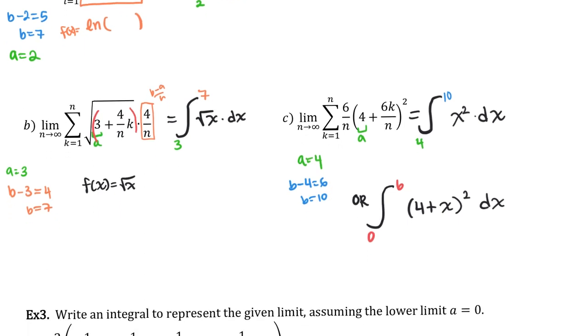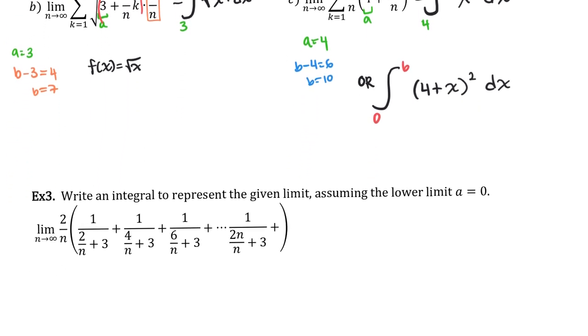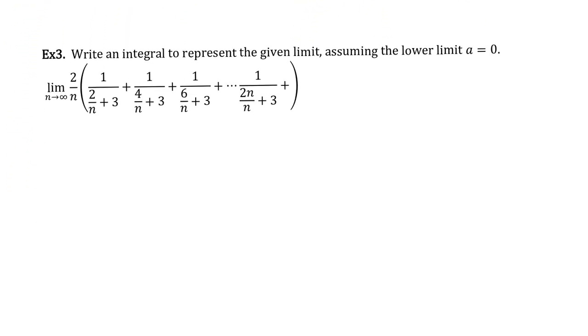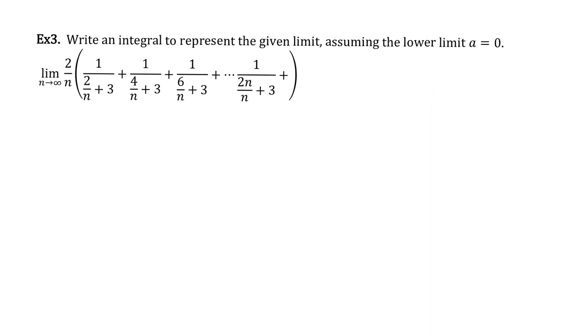Okay, one more example. Write an integral to represent the given limit, assuming the lower limit a equals 0. Okay, so they didn't give me the sigma notation, but this is a sum, and n is approaching infinity. So they're just giving it to me as a sum. They're adding the restriction that I want the lower limit to be a equals 0. Okay, so let me see. They told me that a is 0, so this has got to be 0.